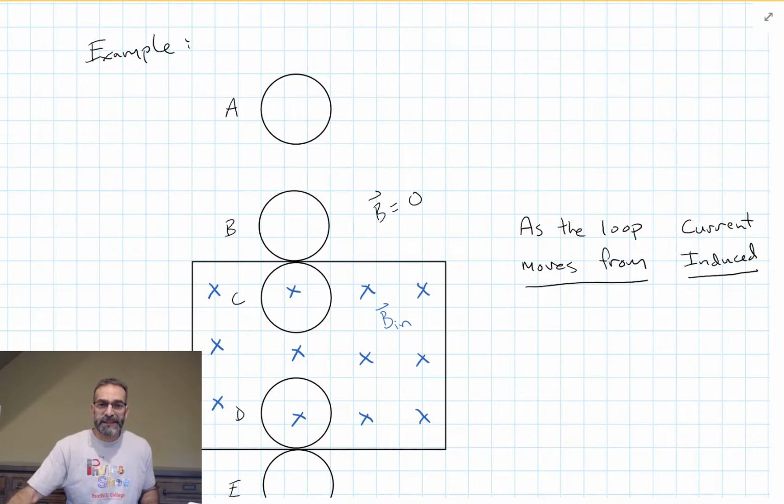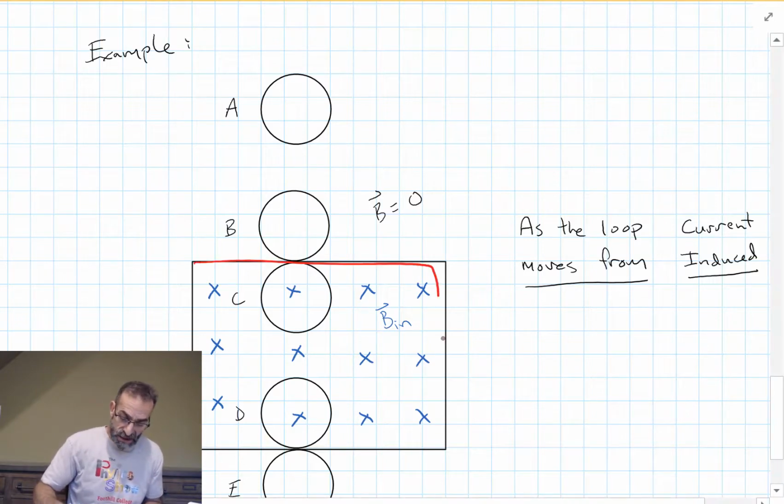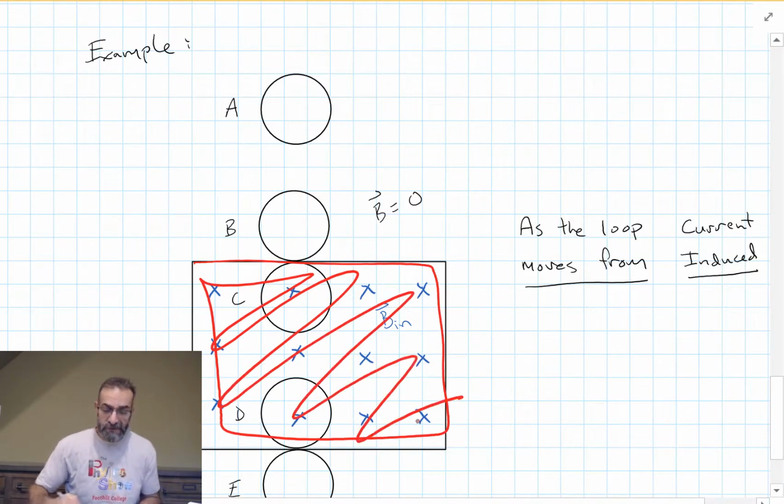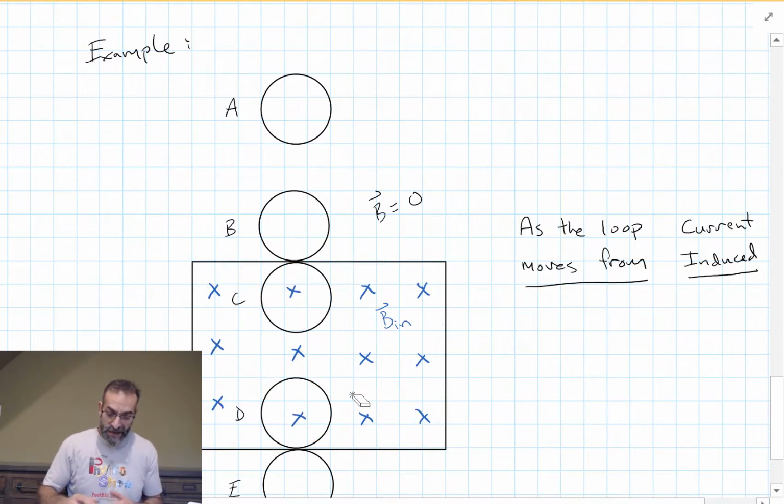Let's see if you've got it. Here's an example. We've got a loop of wire sliding across a table from A to B to C to D, right? Sliding across the table. And there's a region in the table where we have magnetic field going down into the table, but nowhere else. It's confined to within this region right here.